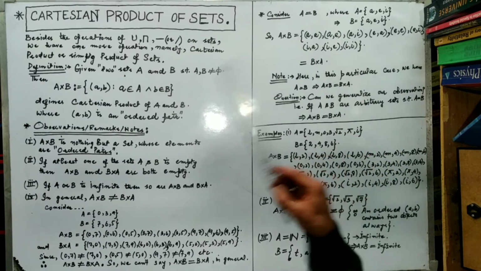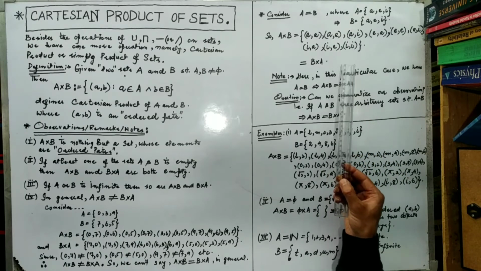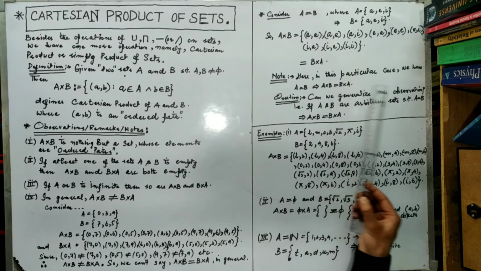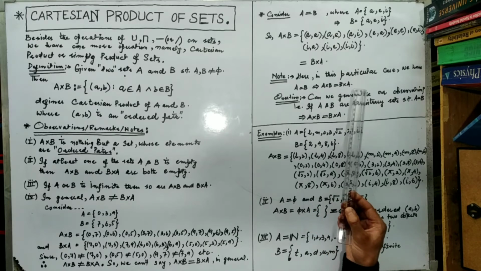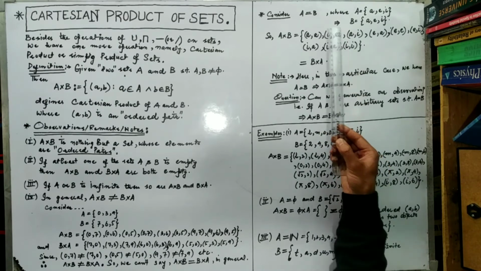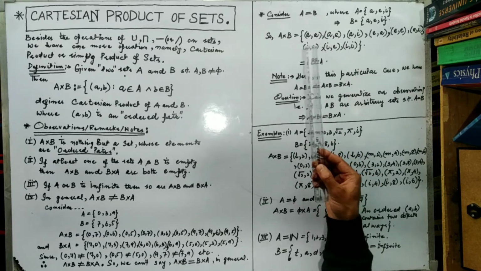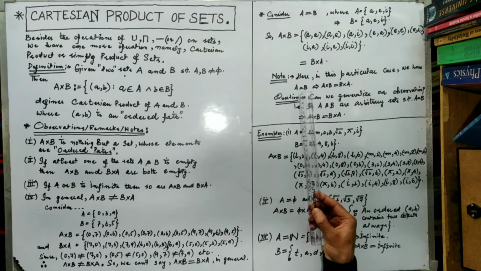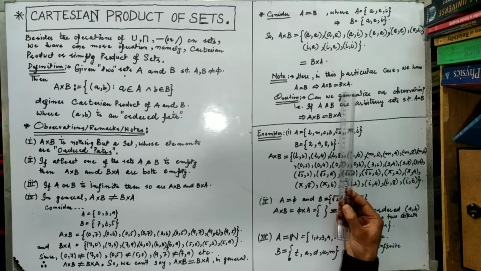Now, if you apply the same definition to B cross A, you will get the same set. You should note one particular thing in this example: we have A cross B equal to B cross A if A is equal to B. It is given that A is equal to B, and it implies that A cross B is equal to B cross A.